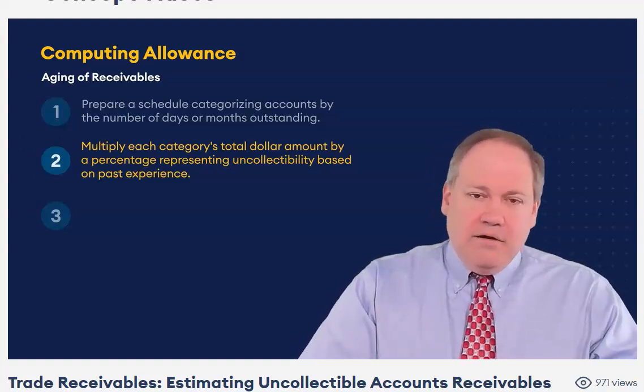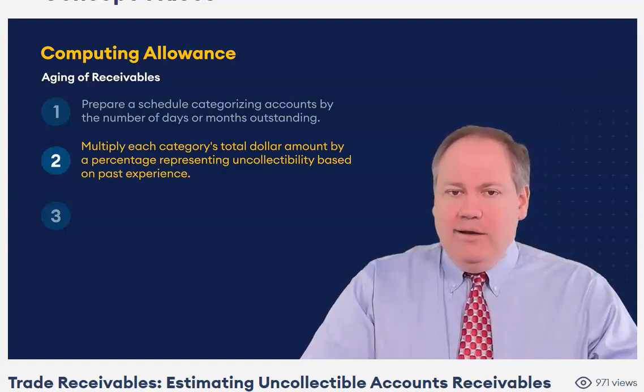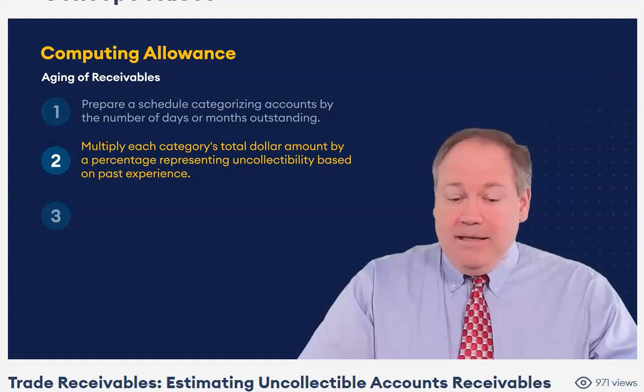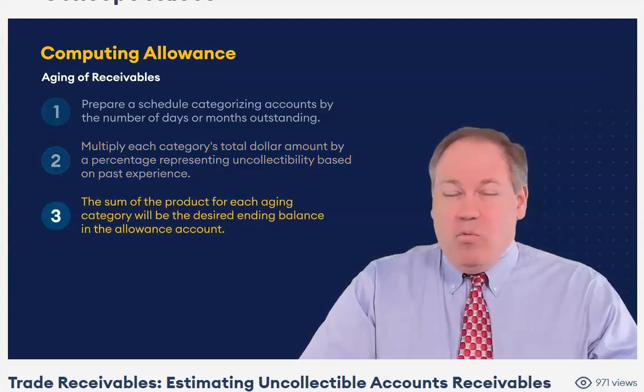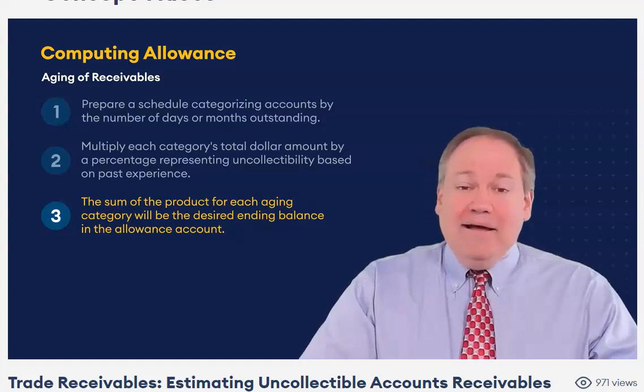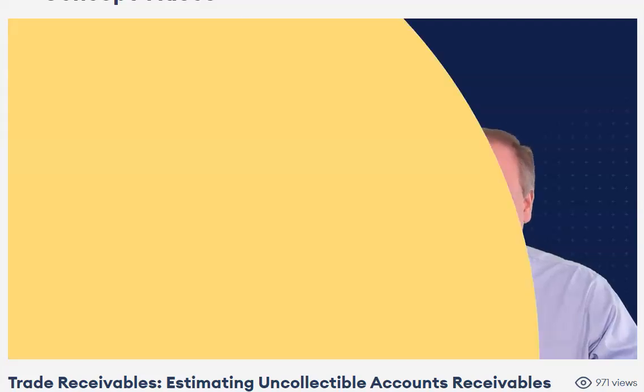The idea here is the older the receivable gets, the higher the odds are it's going to go bad. Then we simply sum all of those products. Kind of a weighted average almost, if you like, of the allowance, or figuring out the allowance. But why don't we look at an example?